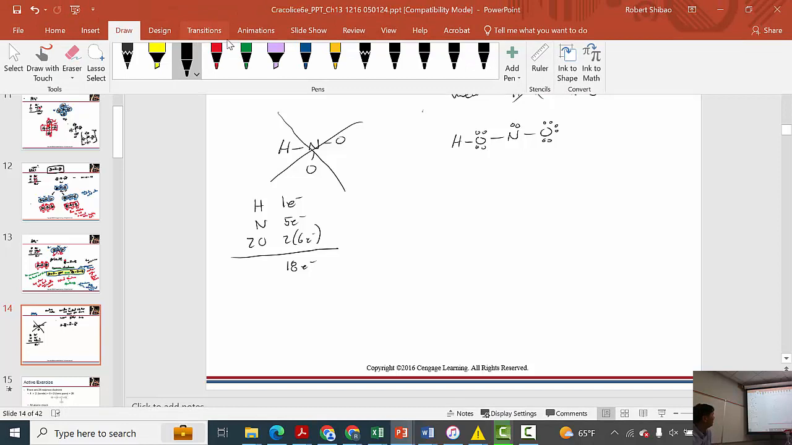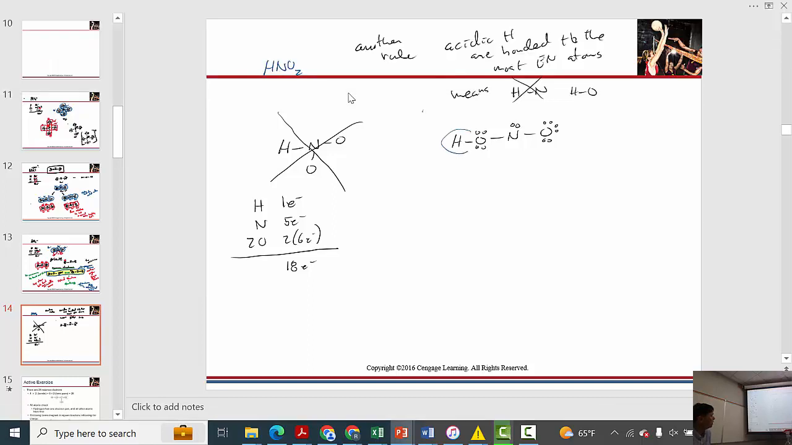Okay, but do you already see the problem? Yep. What is the problem? Not hydrogen. Hydrogen is okay because we only need a duet on hydrogen, the first shell. Octet. This oxygen is good. 8 electrons. How about this nitrogen? 6. No, this nitrogen is not good. This oxygen is good. 8.